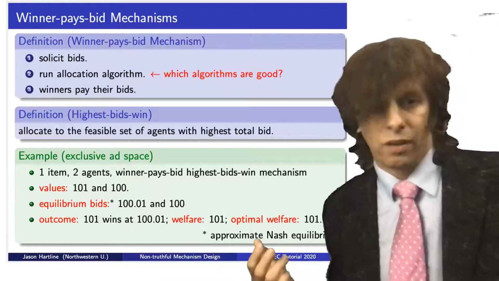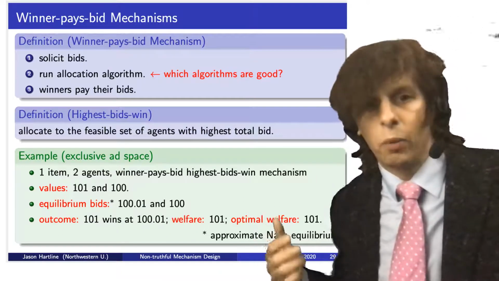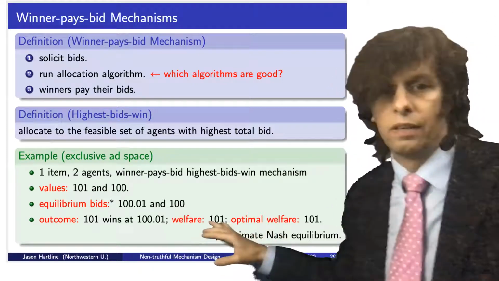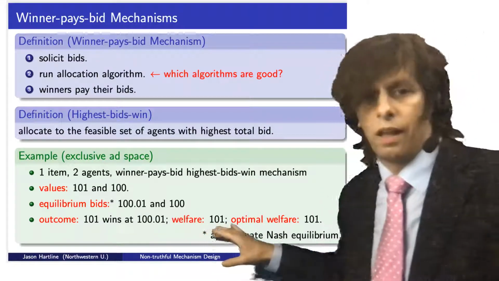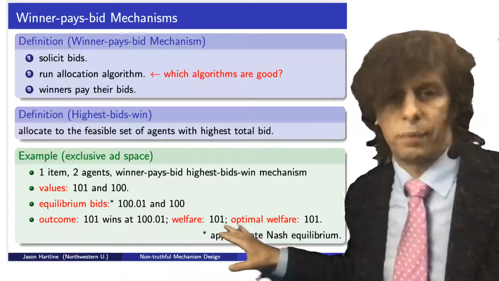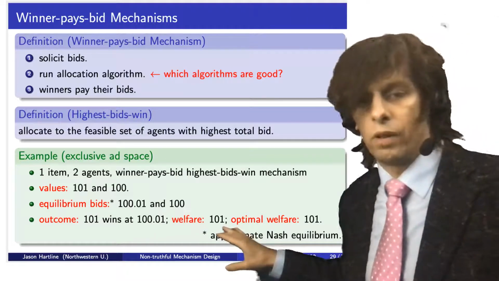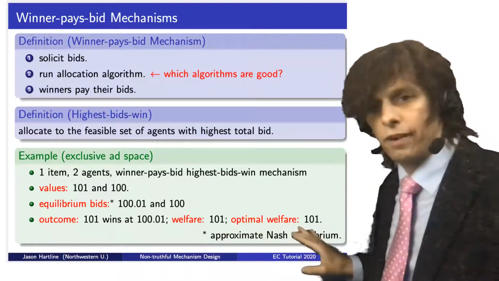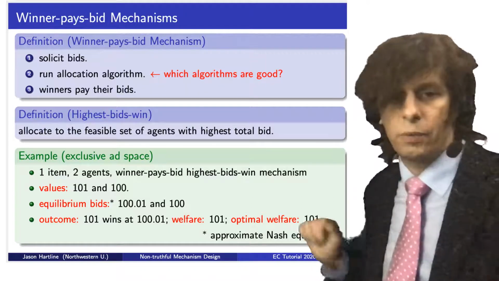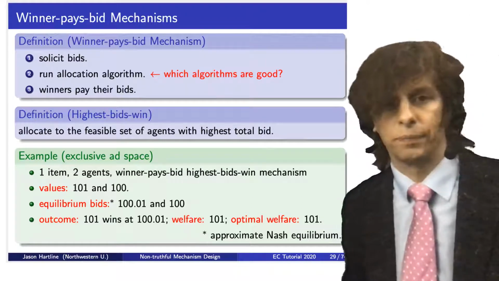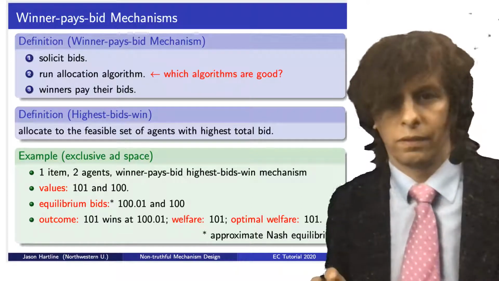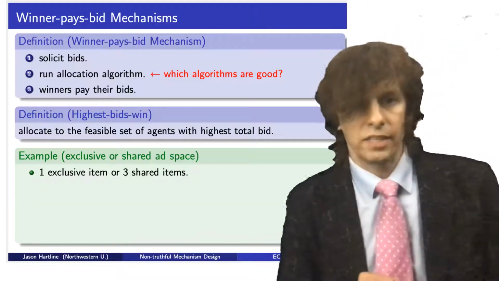So what's the outcome? The bidder with value 101 wins and pays 100 and a penny. And so the welfare is this bidder's value, so it's 101. And the optimal welfare is also 101. So we're doing as well as we could possibly do. Great. Let's slightly change the scenario.